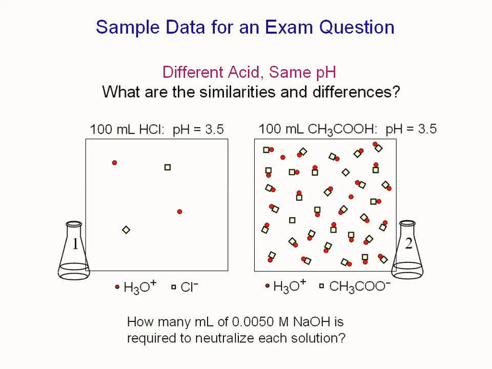Am I going to need the same amount of sodium hydroxide to neutralize those two solutions? What makes them both 3.5? Why are they called acids when it looks like there's a whole lot more stuff in this one? So we get them. We really are trying to connect the macroscopic properties with this atomic level view.